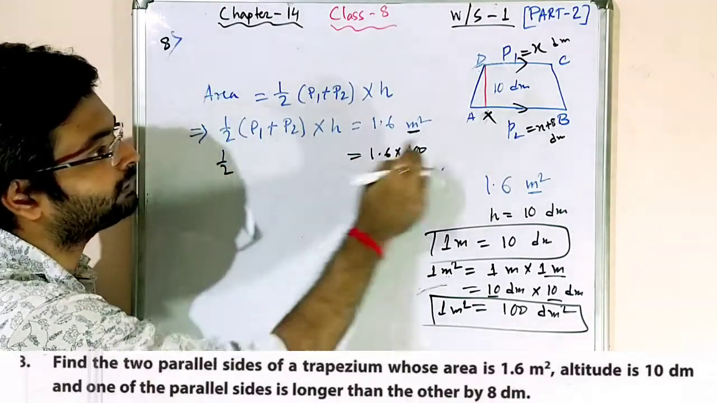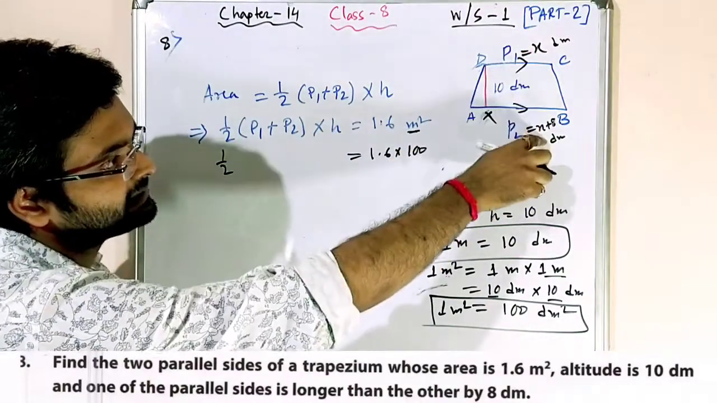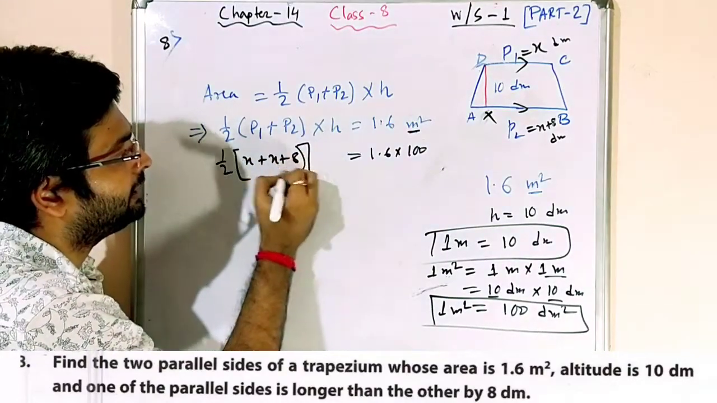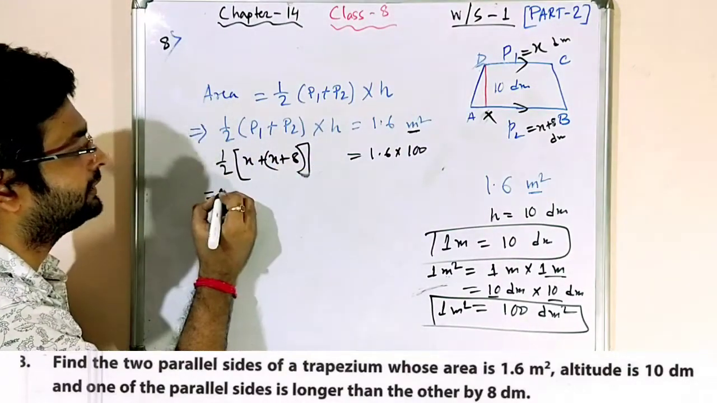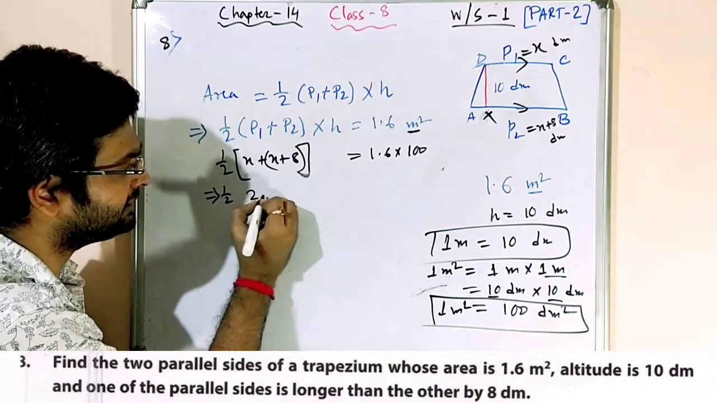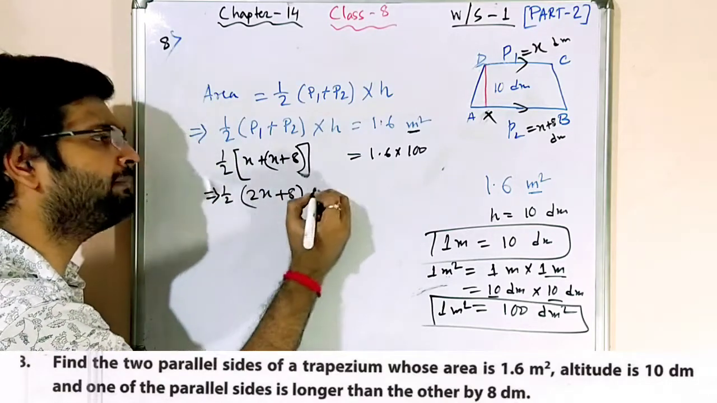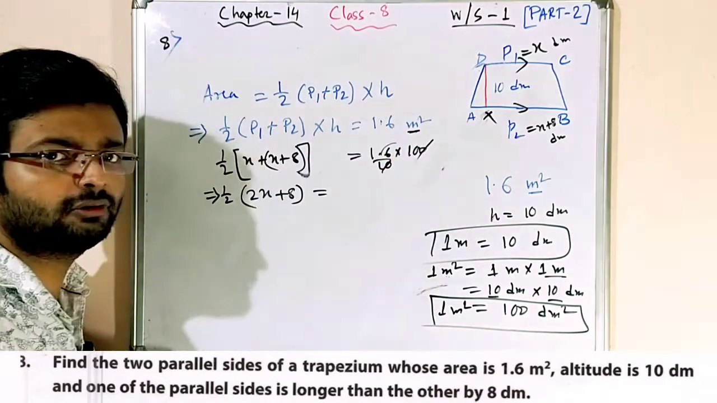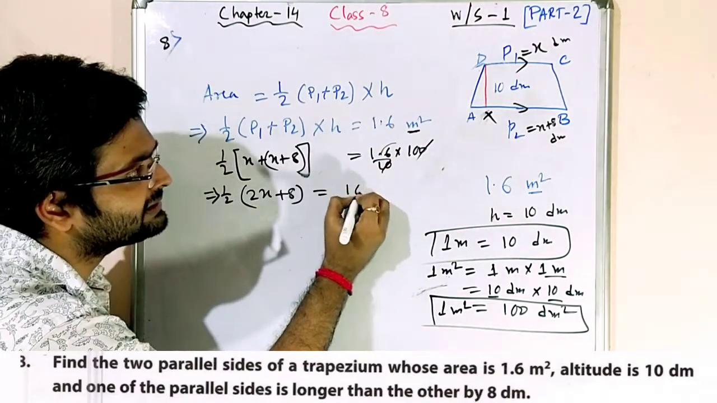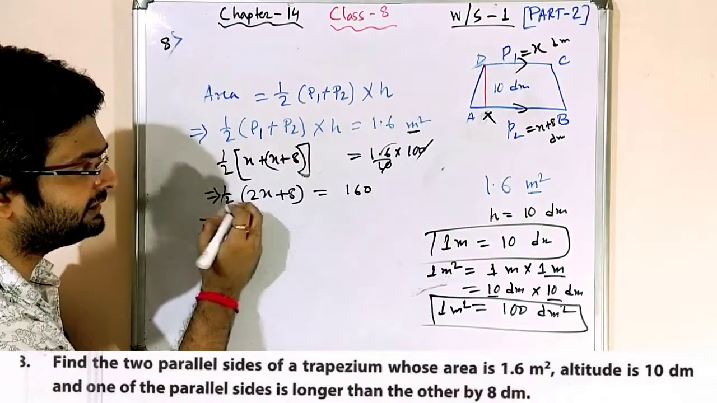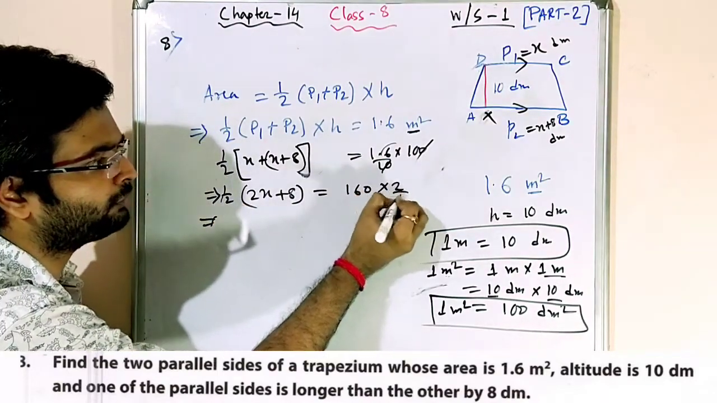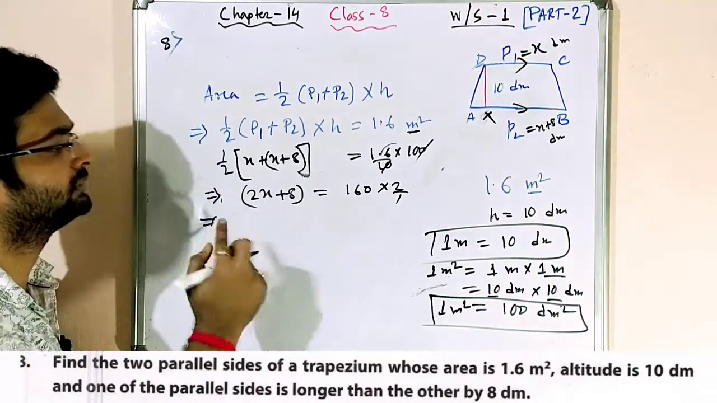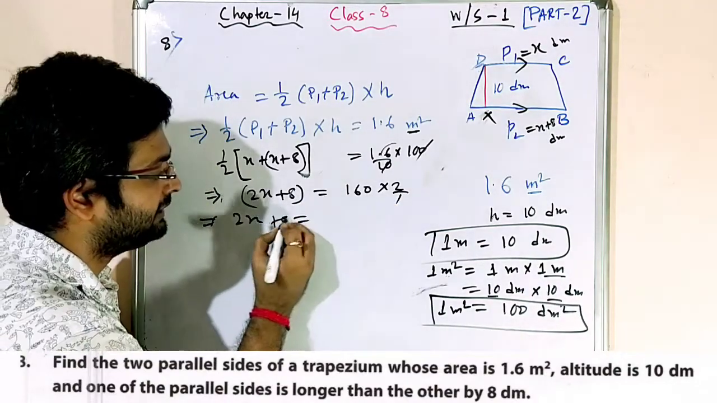Now half into, there is a relation given: x and x plus 8. So x plus 8 equals this. Now half into 2x plus 8, same calculation, same type. If you remove the decimal, the zero cancels and we get 160. Now the half over there, if you move it across, should become 2 by 1, its reciprocal. If we transpose, 2x plus 8 equals what?